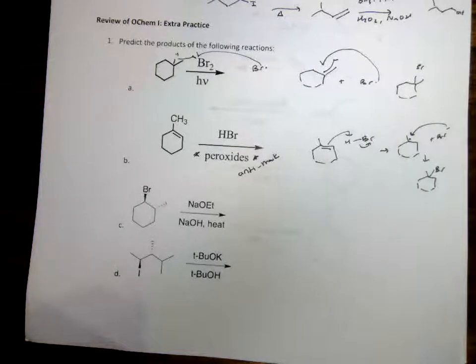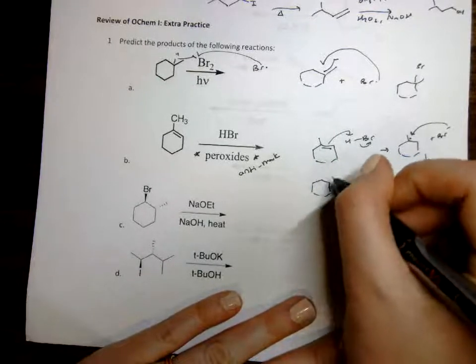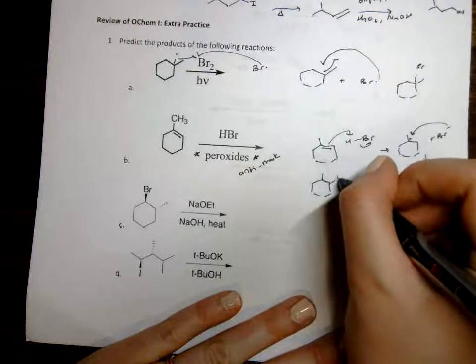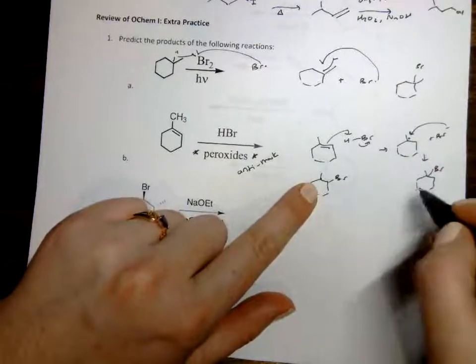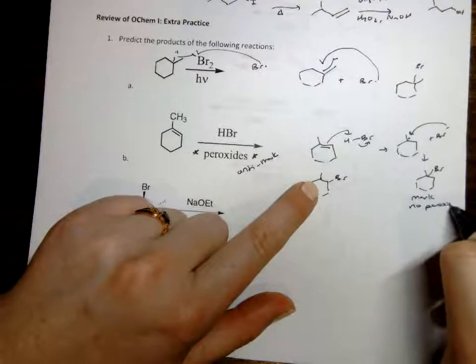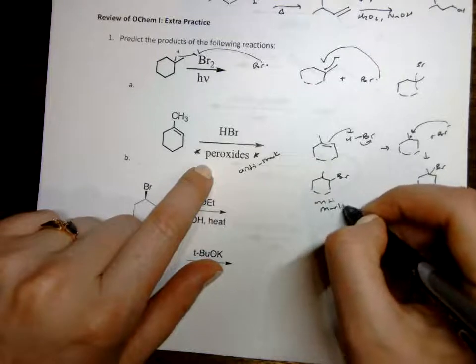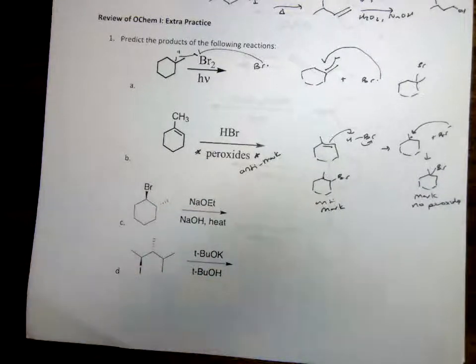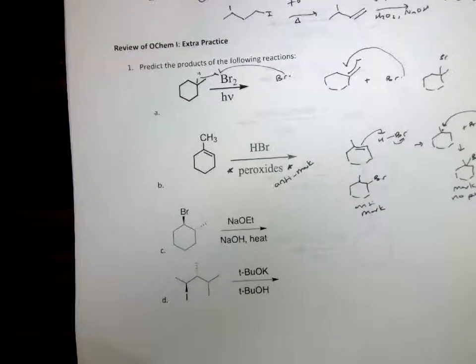But when you have it in the presence of peroxides, a radical mechanism occurs instead, and I'm not going to go through the whole radical mechanism with you. You can look at my chapter 10 practice problems if you want to see that, but just know that instead the Br adds anti-Markovnikov. So this is Markovnikov, no peroxides. In the presence of peroxides, it adds anti-Markovnikov, where the Br goes to the less substituted side.